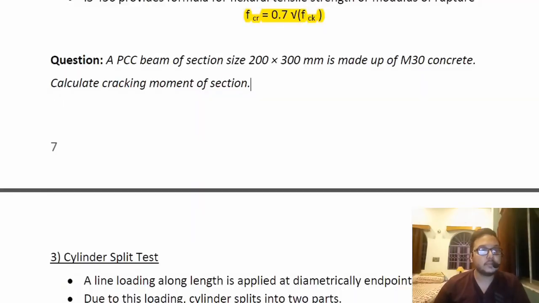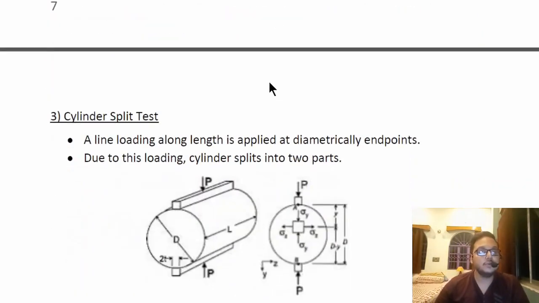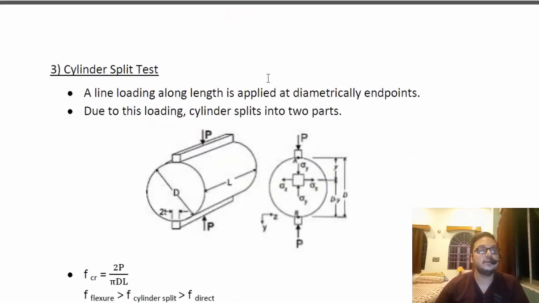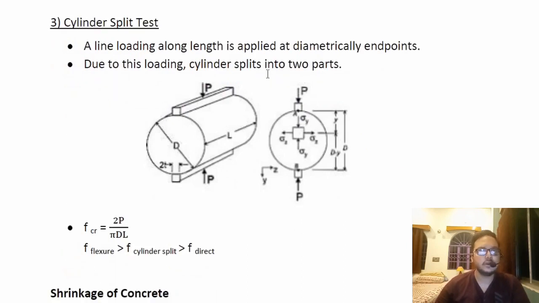That was all about this particular problem. I hope it was clear. Next we move on to another test, the split cylinder test, which is also used to determine the tension of concrete. The concrete specimen should be cylindrical.